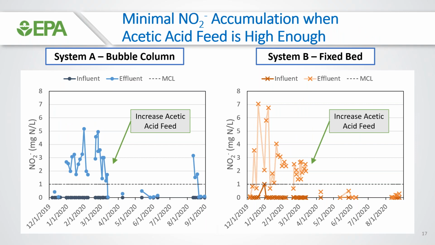And now looking at nitrite, because nitrite accumulation is a concern in denitrification systems. If there's not enough substrate available, enough organic carbon, or if the pH conditions are wrong, then the bacteria will stop at nitrite and not take it all the way to nitrogen gas. And nitrite, as you know, has an MCL of 1 milligram per liter, so we want to avoid this accumulation. Early on in the operation, we were seeing high nitrite concentrations coming out of both systems, but after increasing the acetic acid, it's been well below 1, usually less than 0.2, so everything's operating well.